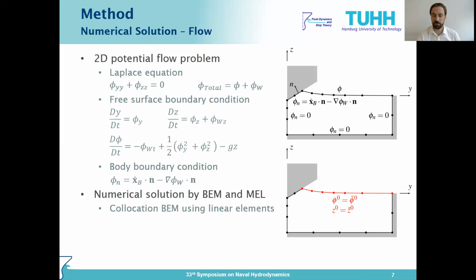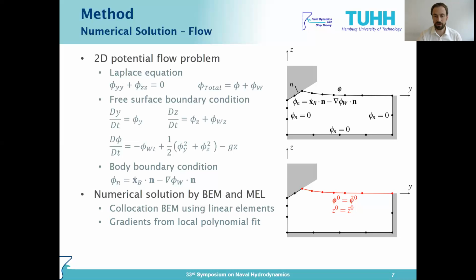Then the time development is computed by assuming an initial solution. In our method, this is just the undisturbed free surface. And then phi is known at the free surface. The system of equations from the BEM can be solved, and we get phi and phi n at every node on the boundary as the solution. Then gradients can be computed by fitting a local polynomial.